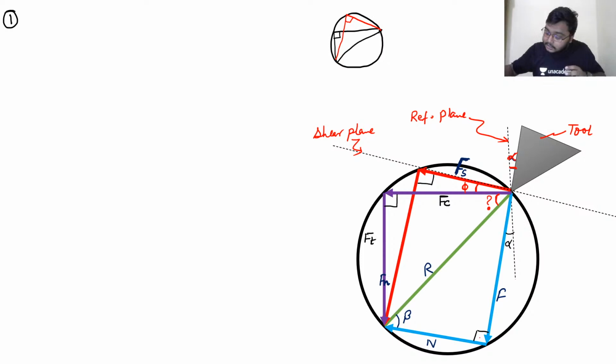See, very easy, try to solve it. This is your beta, this is your 90 degree, and what would be this angle? This angle would be 90 minus beta, clear? And this is alpha, so what would be this angle? Please tell me. Beta minus 5. Okay, Indrajit is telling me beta minus 5. Anybody else?